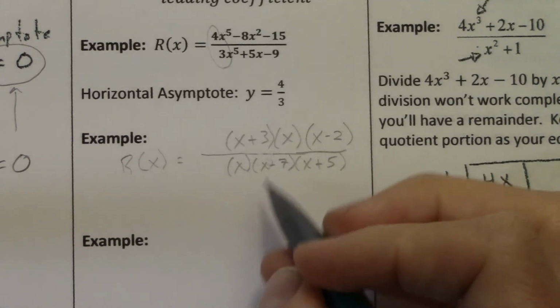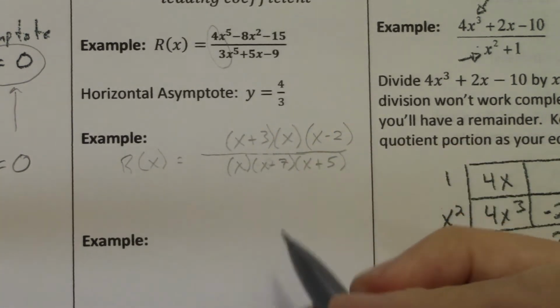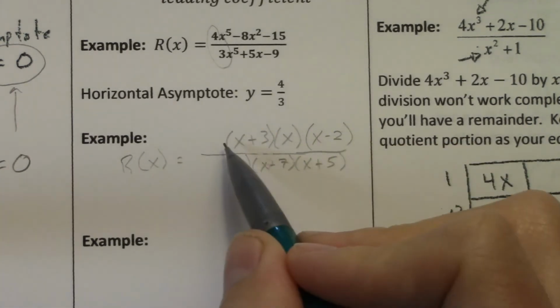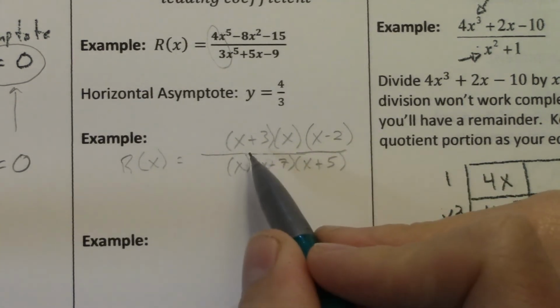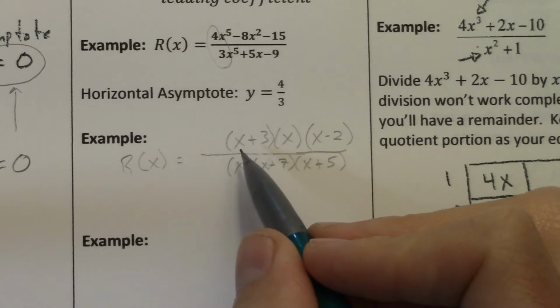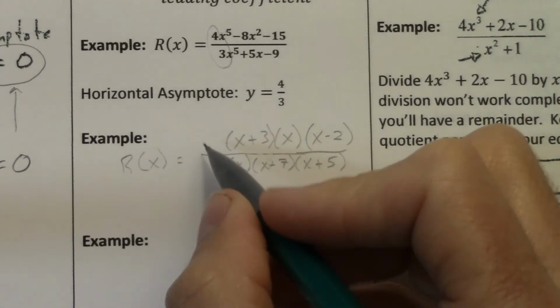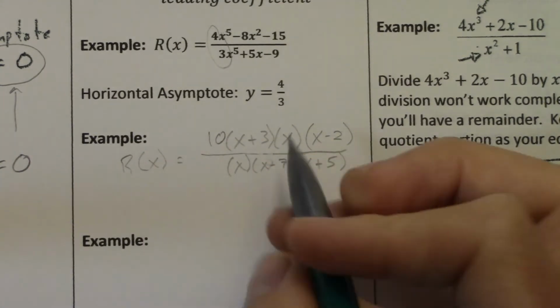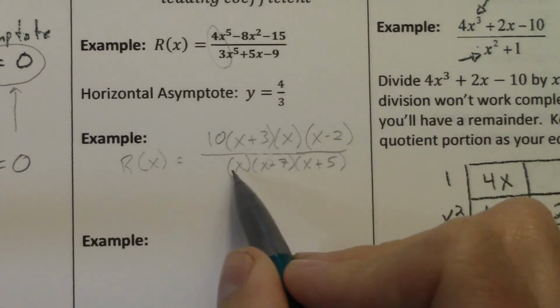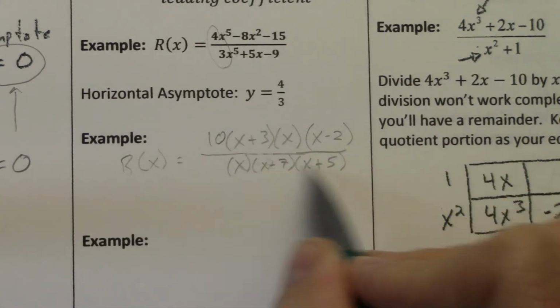How would I look at the coefficients? Well, right now the leading coefficient would be 1 for each one of them. If I multiplied all that out, I'd have an x to the third power, so it'd be 1x to the third power. If I put a 10 here, now the leading coefficient is 10. So this would be 10 over 1. The leading coefficient in the denominator would be 1.